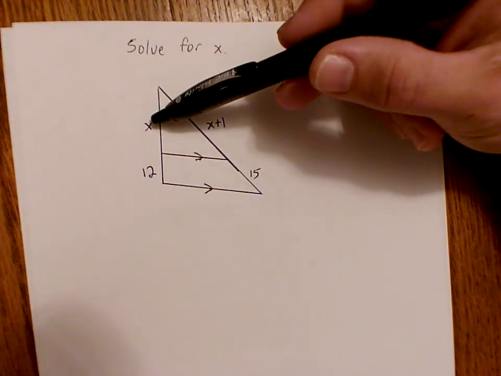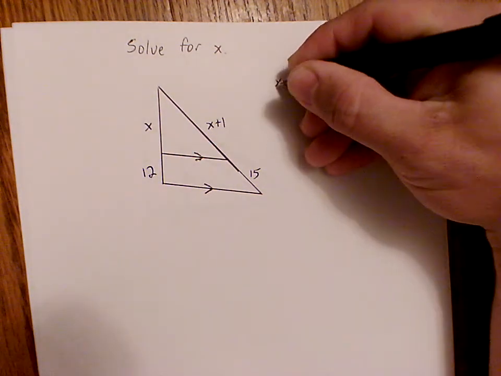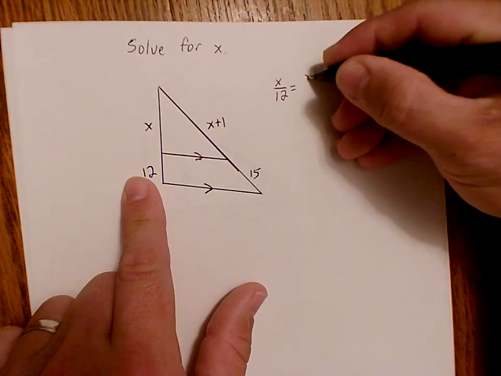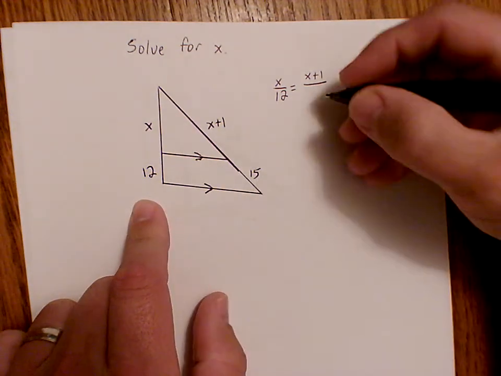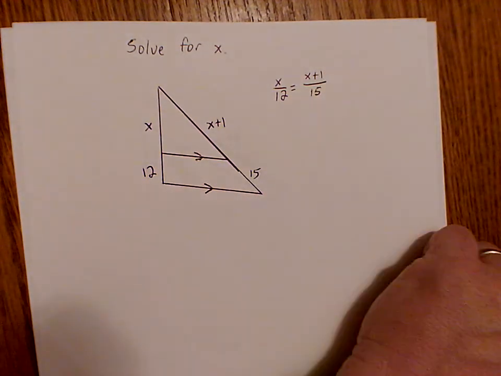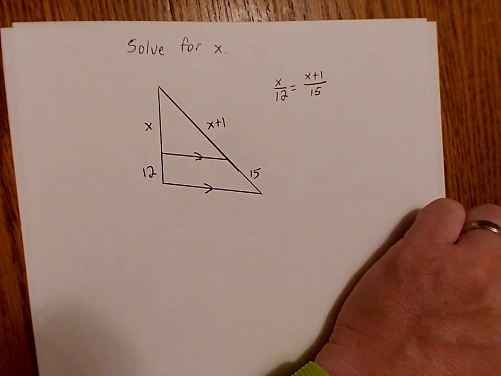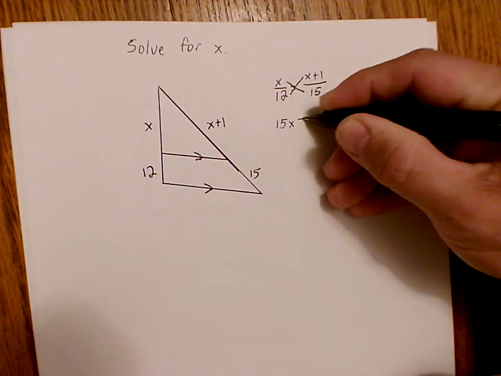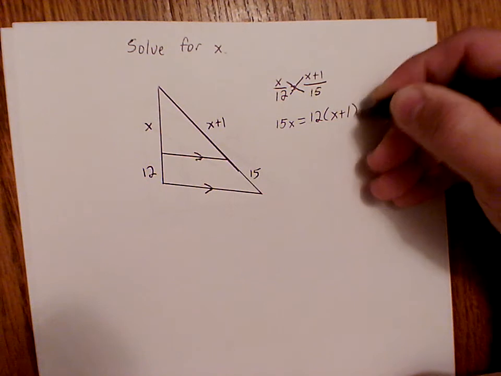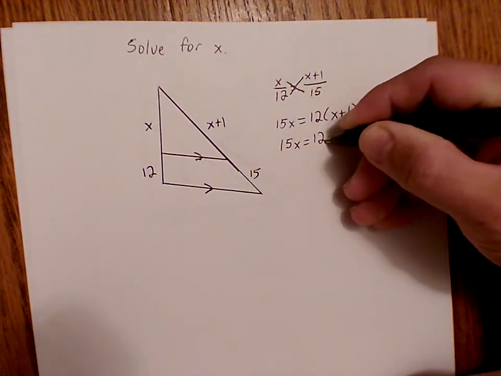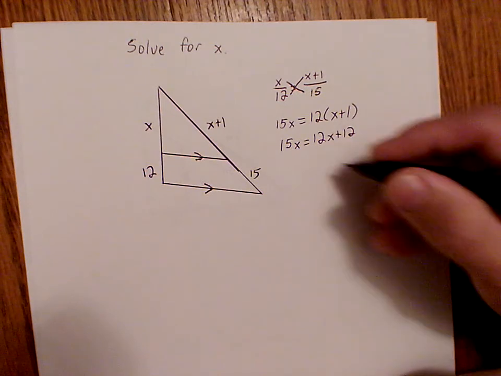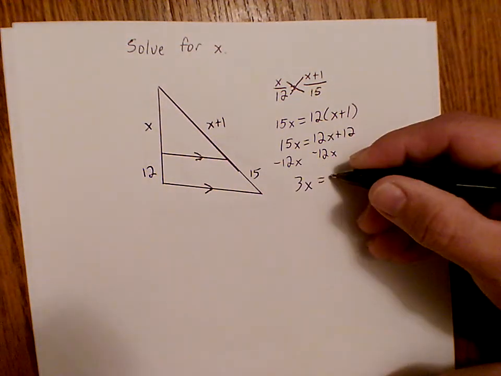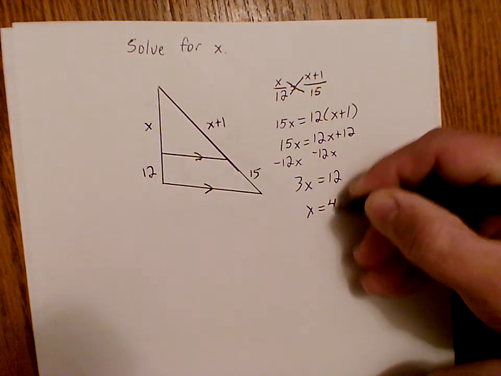So if I make the ratio, for instance, x over 12, that would have to equal the ratio x over x plus 1, and 12 would correspond to 15. That would be my setup. I'm going to walk this through pretty quick. So 15 is going to multiply x, and 12 is going to multiply x plus 1. I'm going to distribute the 12, so 12x plus 12 is what I get there. I'm going to subtract 12x from both sides, so 3x equals 12, and divide by 3, x will equal 4.